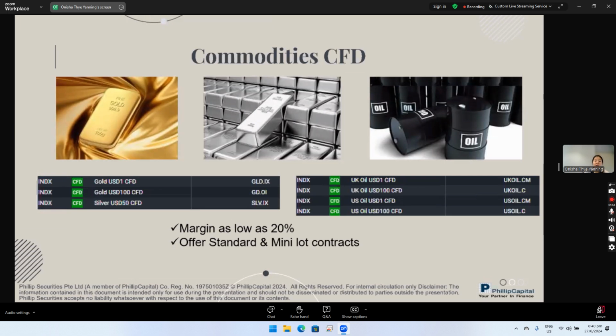So here, for commodity CFD, you can get access to the top 3 most traded commodities, which is our gold, silver, and oil. Here our margin can be as low as 20%, and we also offer the standard and mini lot contracts. What do I mean by standard and mini? The standard is the gold USD 100, which is the bigger one, whereas the smaller one, mini lots, would be the gold USD 1. So for every price point, it changes how much it is worth. Each price point can be worth USD 1 or USD 100, depending on which one you're trading on.